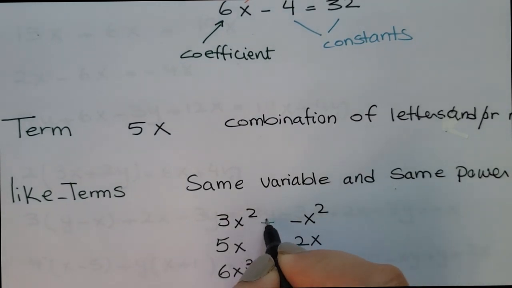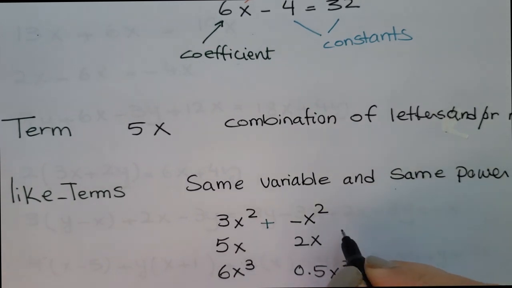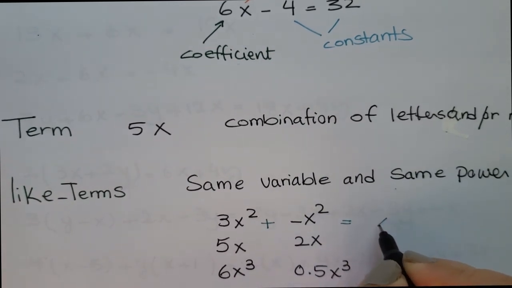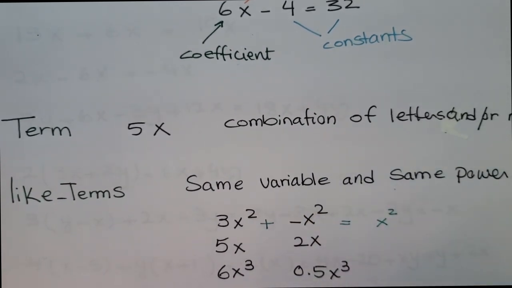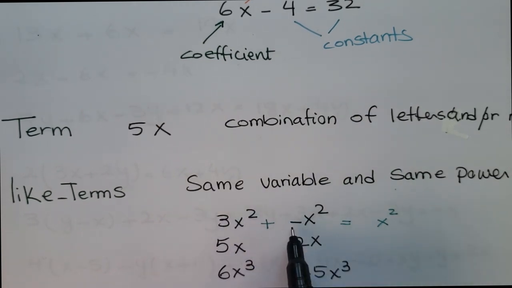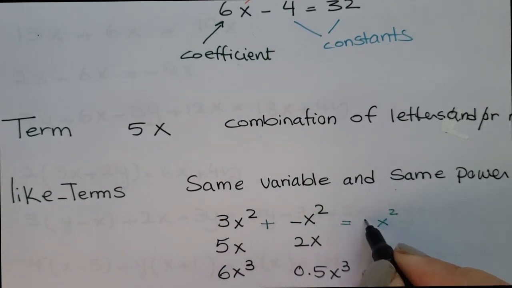So let's say here, if I want to add these two, the x to the power 2 is written down, but the coefficient is 3 plus negative 1, which is 2.